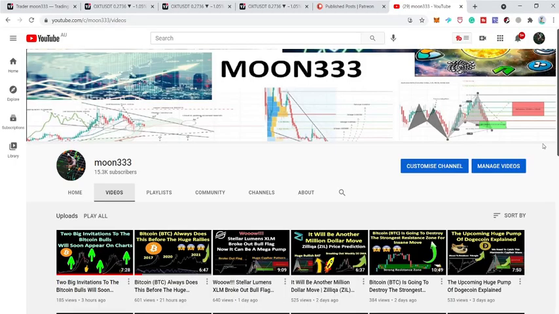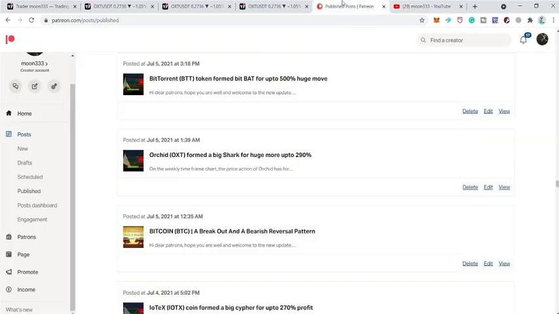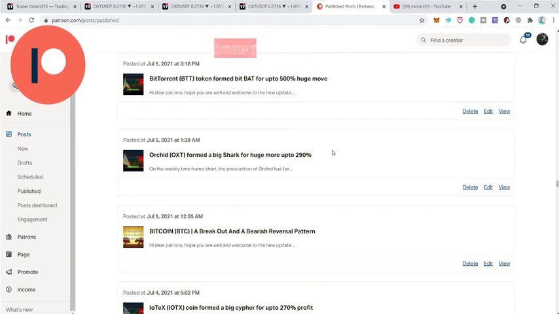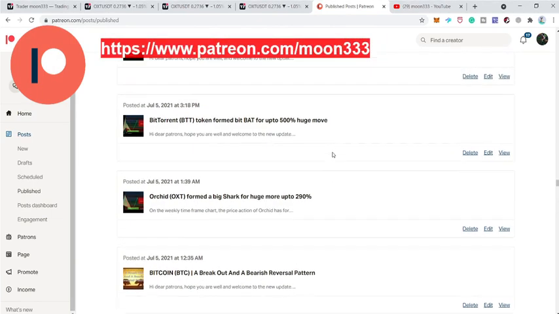Welcome to the new update on Orchid token. This token has formed a very big bullish reversal setup. That is in fact a very big bullish reversal harmonic chart pattern that I shared on 5th of July at the Patreon. And I'm also sharing different trading ideas on a daily basis there.